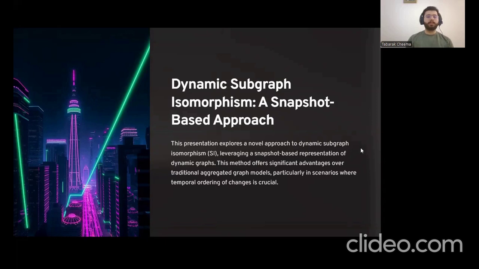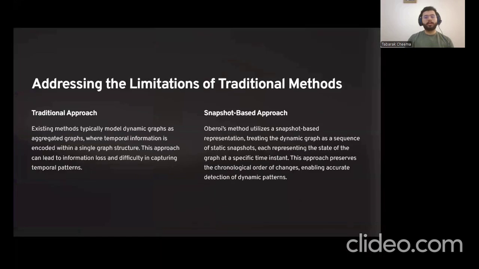This presentation is mainly about dynamic subgraph isomorphism and how Oberoi and his team have countered this problem. Subgraph isomorphism was traditionally used in static graphs, but to study dynamic graphs, Oberoi and his team used a snapshot-based representation where a chronological order of snapshots was used to detect induced subgraph isomorphism. This was mainly done for applications requiring a temporal sequence of graph evolution.